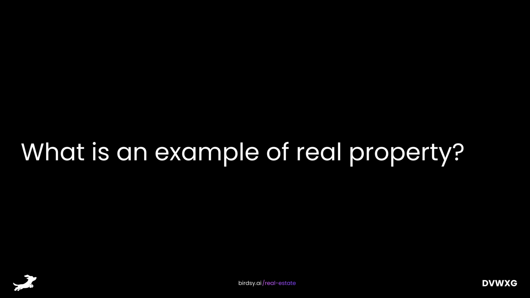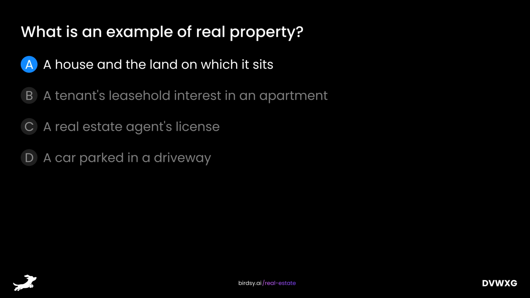Types of property. What is an example of real property? Is it A, a house and the land on which it sits? B, a tenant's leasehold interest in an apartment? C, a real estate agent's license? Or D, a car parked in a driveway?